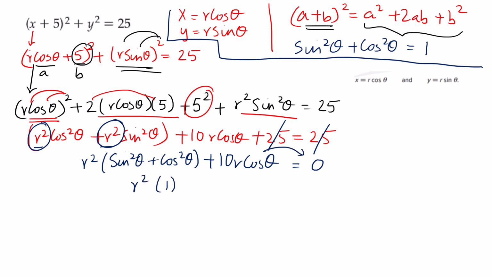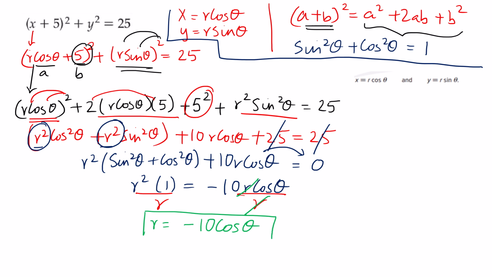I'm going to move this to the other side, it becomes negative. And now just to simplify and give the final answer, because r is common, I'm going to divide r on both sides. R gets cancelled. There's just 1 r left here, minus 10 cos theta. So this is my polar equation. Remember, whenever you are giving your polar equation, the final step should give you the value of r.